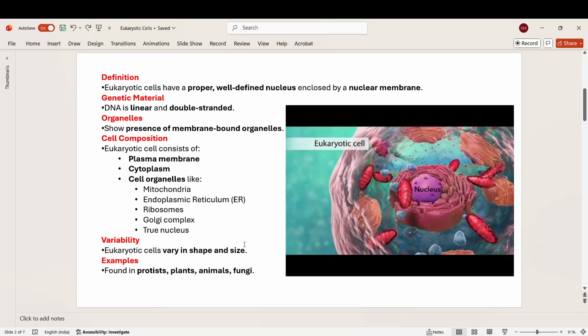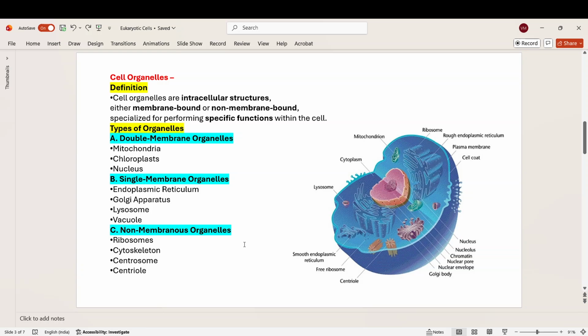Now, let's move on to cell organelles. These are like tiny organs inside the cell, each with a specific job. They can be membrane-bound or non-membrane-bound. So, types of organelles: some are double-membrane organelles, some are single-membrane organelles, and a lot are non-membranous organelles. Double-membrane organelles have two membranes for extra protection and function.